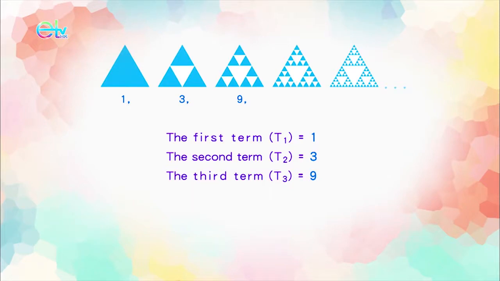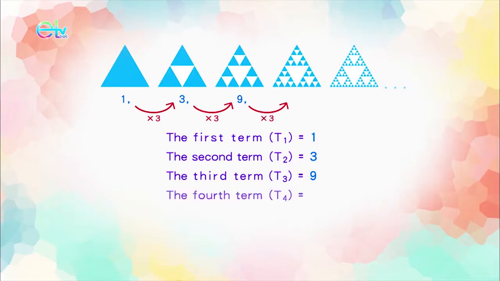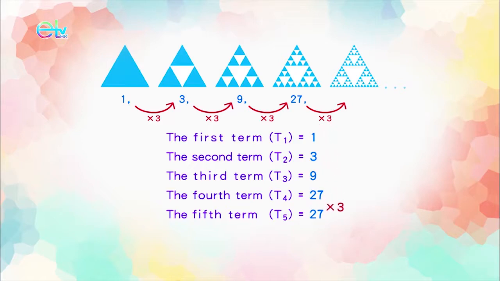When a solid triangle becomes 3 small solid triangles, the number of solid triangles is multiplied by 3. According to this pattern, the second term is T1 multiplied by 3. The third term is T2 multiplied by 3. Then, the fourth term is the third term multiplied by 3. This makes it 9 times 3, which equals 27. Then, the fifth term is the fourth term multiplied by 3. This makes it 27 times 3, which equals 81.